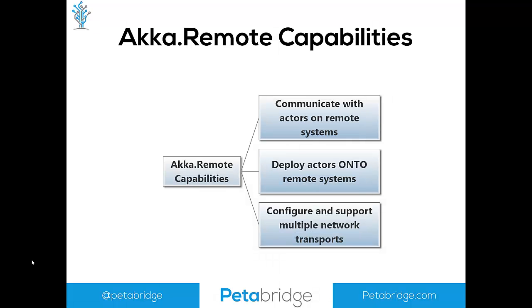And then the last thing that Akka.Remote allows you to do is to configure and support multiple network transports. So if you want to use a combination of TCP and UDP sockets for whatever reason, Akka.Remote makes that possible too. So let's talk a little bit about how you actually enable and use Akka.Remote within your own apps.